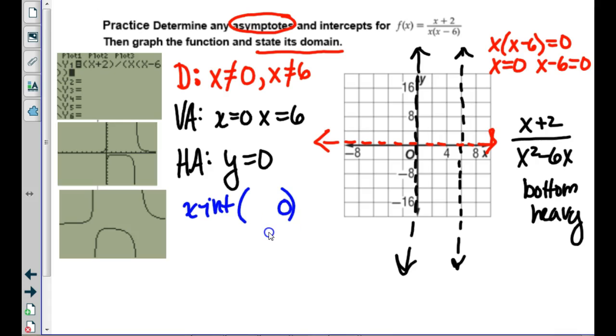It's whatever makes the top 0. x plus 2 equals 0, so we'd get -2, 0. -2 would be here. Now that's weird. We have an asymptote and we just put a dot right on the asymptote. Okay. It's possible, remember, that it could cross a horizontal asymptote. Can't cross a vertical, right?